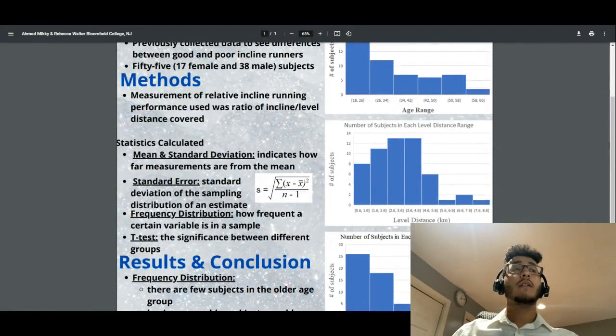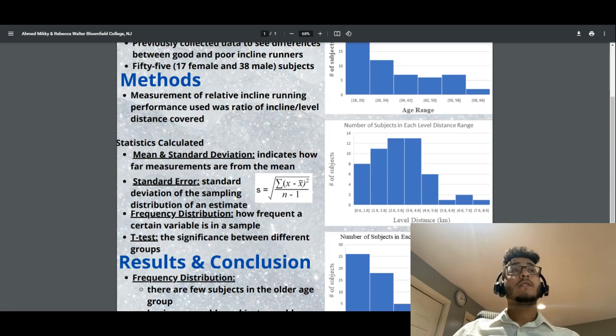So there's a lot of data that we collected. So we organized it into tables, and from those tables started doing tests and statistics. So the first one being the mean and standard deviation. What standard deviation indicates is how far measurements are from the mean. So how scattered the data is.